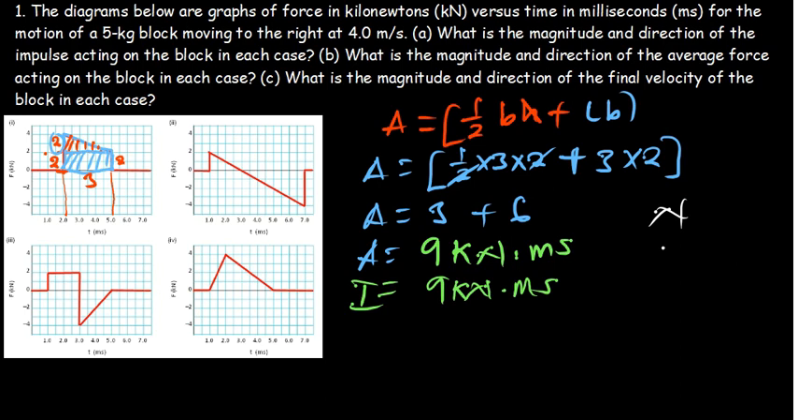Because if I do 9 times 1000, I'm going to get 9000, but milliseconds means times 10 to the power negative 3, meaning that I'll still have 9. Okay, so that is important, we have to take note of that. So my impulse is 9 Newton seconds.